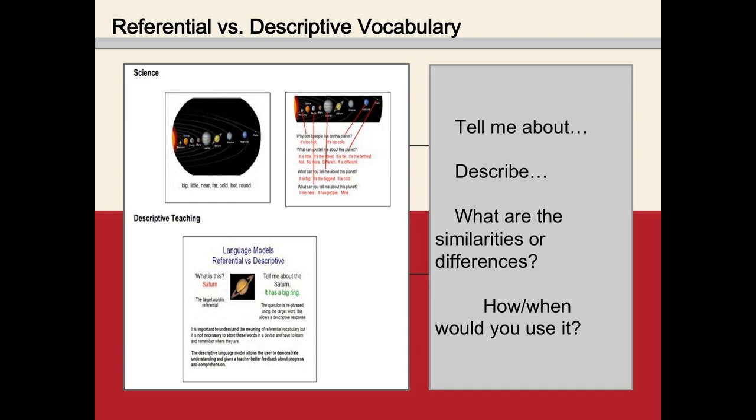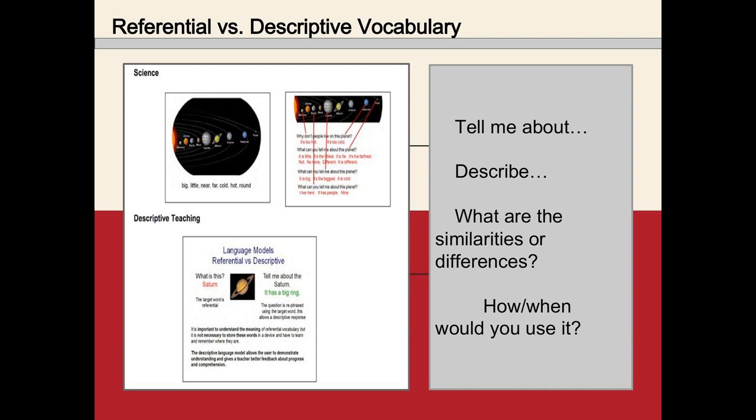So for example, if we're looking at a science lesson, and you're talking about the different planets, in descriptive style teaching, you would ask the student to tell me about, describe, what are the similarities and differences? How and when would you use that? Instead of, what planet is this? They may have the word Saturn, maybe you'll program that in their device, but how often are they going to use the word Saturn? Probably not that often. But tell me about Saturn.